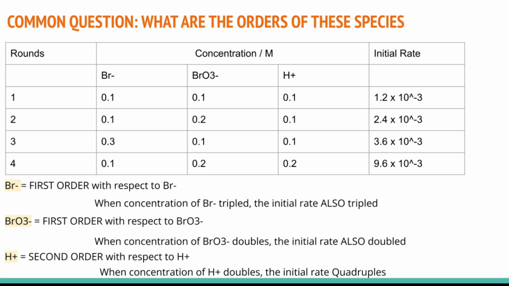Bromate is the first order because if you look at experiment 1 and experiment 2, bromate doubles in concentration while the other species concentration remains the same. And as you can see, the rate also doubles. This means that bromate is a first order.